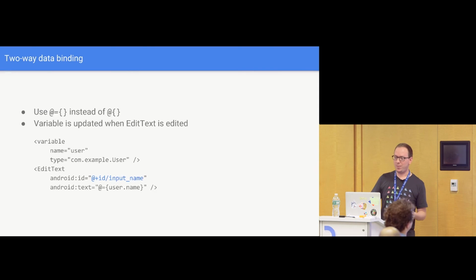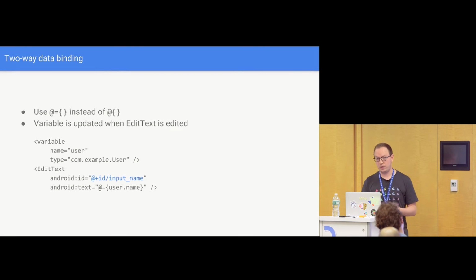So in my example here, whenever the user edits that edit text, the value gets persisted back to user. So for example, if you were given a user object by your API, and then you wanted to have your user modify it in real time, and then send it back, that would work just like that.